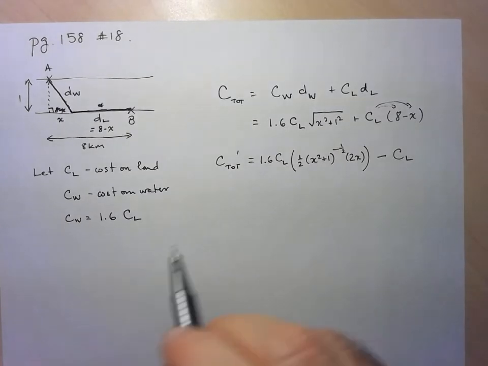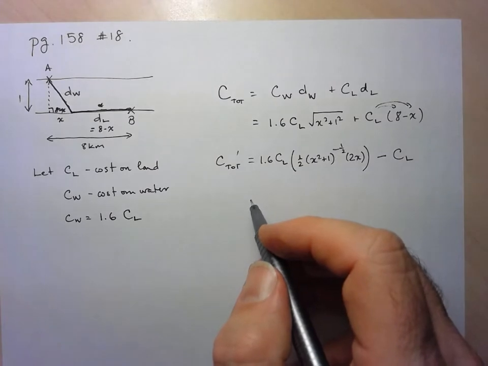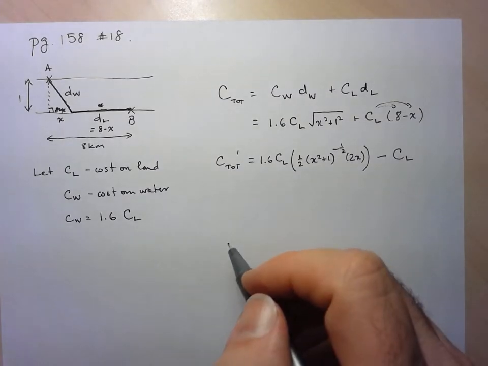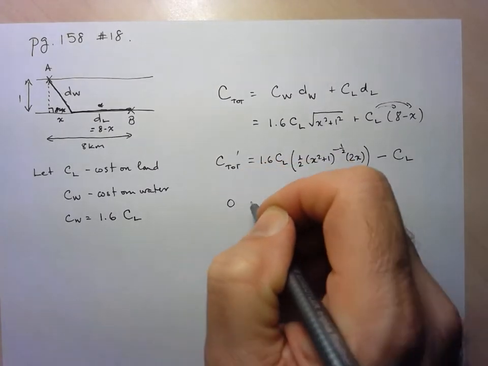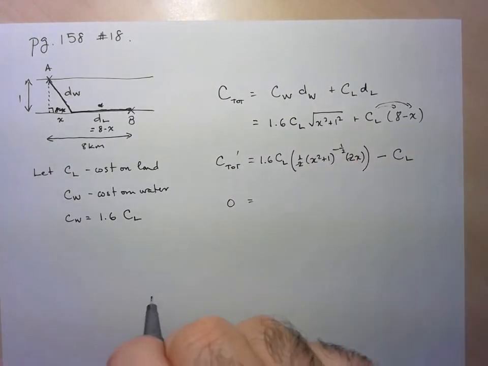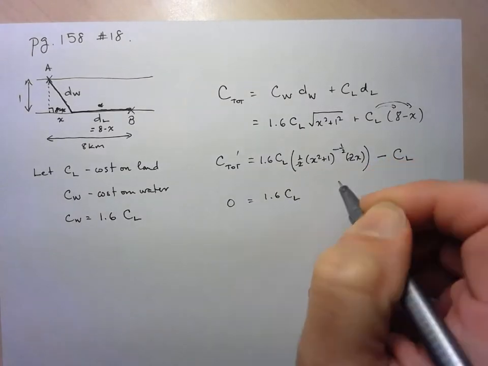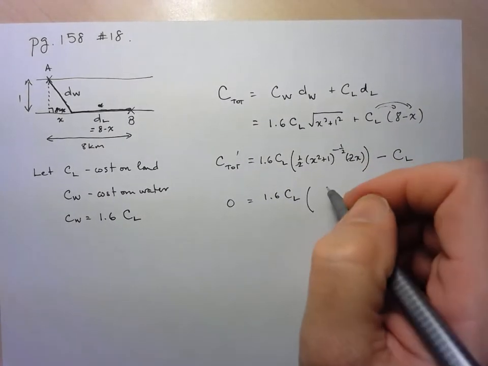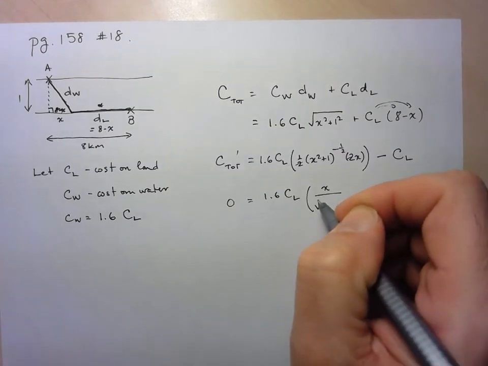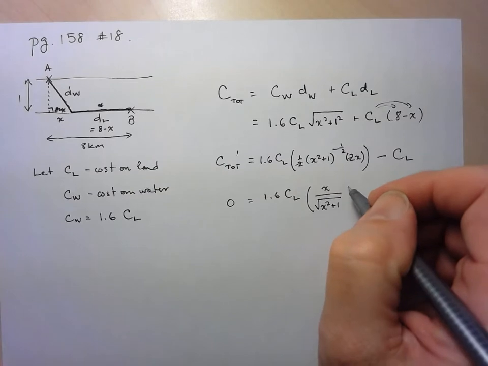Okay, so here's my derivative, and of course what I'm looking for are the critical points, and so I'm trying to find a minimum value here. So I'm going to set my derivative to 0. Let's clean this up a bit so the 2's cancel out. So I'm left with 1.6 CL, and then here what are we left with? We're just left with an x in the numerator and the square root of x squared plus 1 in the denominator because of that negative exponent.